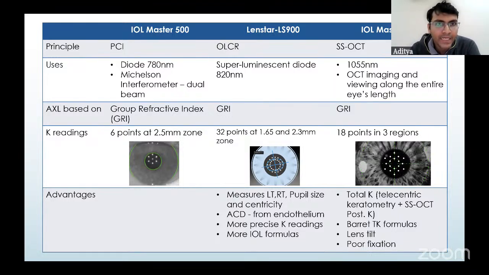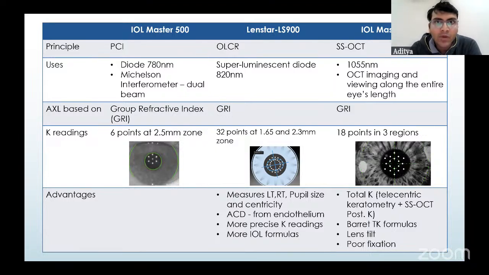Coming on to the K readings, all of these three utilize anterior LED rings. IOL Master 500 measures 6 points at 2.5 mm zone. Lenstar LS 32 points at 1.65 and 2.3 mm zone, while IOL Master 700 18 points in three regions in a hexagonal pattern.